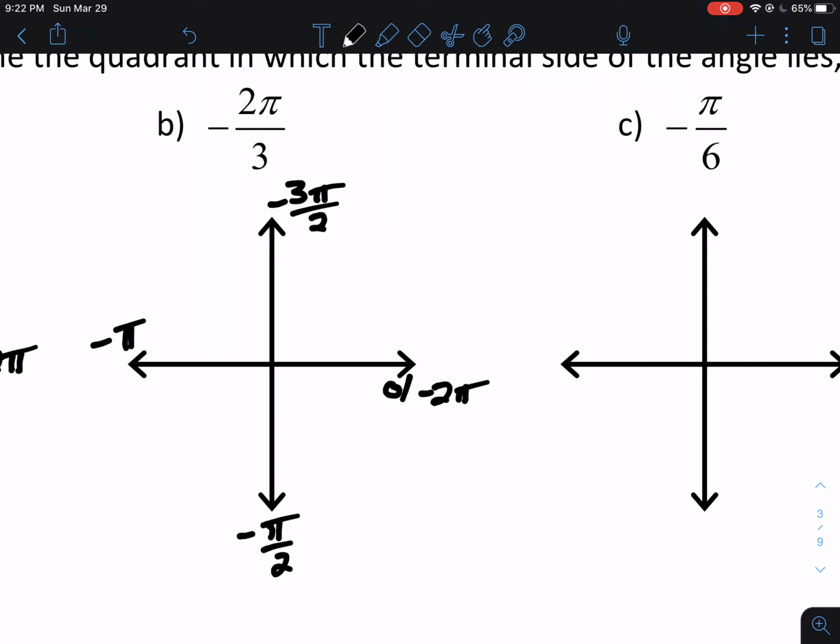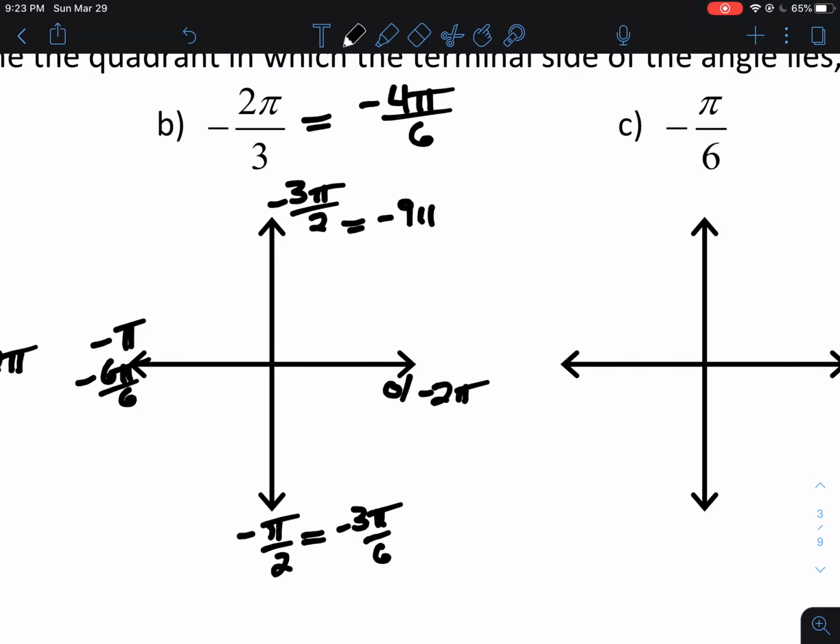So the problem with this is that you would want to write everything with a denominator of 3. But the problem is some of them already have denominators of 2. And you can't get a 2 to be a 3 without using decimals. So instead, let's think about what a common denominator would be. With 2 and 3, the common denominator would be 6. So let's just write everything as fractions over 6. So this would be negative 4 pi over 6, the angle we're looking to sketch. This would be negative 3 pi over 6 here. This would be negative 6 pi over 6. And this would be negative 9 pi over 6.